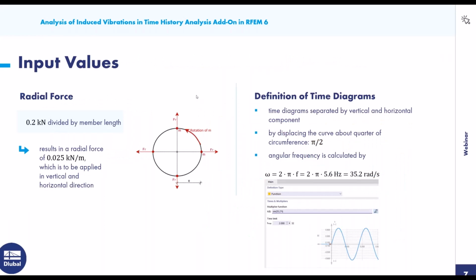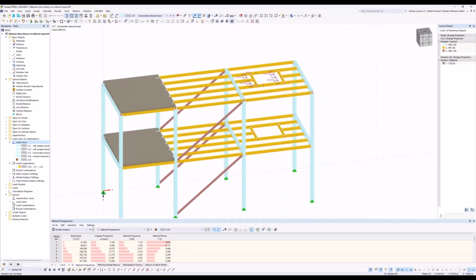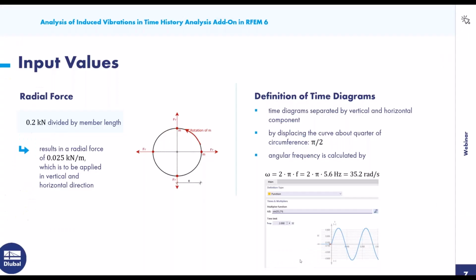In this case, we have to define now the input values for the time history analysis. I told you that we want to use 0.2 kilonewtons as rotational mass, or as unbalanced mass of the machine. I have to divide these 0.2 kilonewtons by the member length, and then we get 0.025 kilonewtons per meter. This I bring onto the structure on load cases number 7 and 8. You see here the 0.05, and here I also just divided it by the member length where the machine stands, and then I calculate this value.